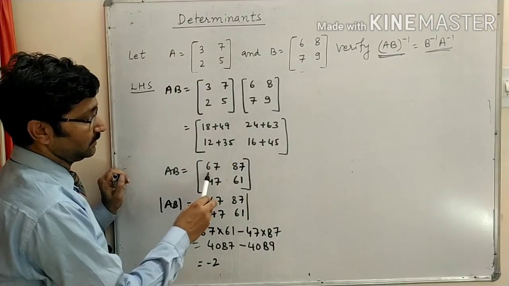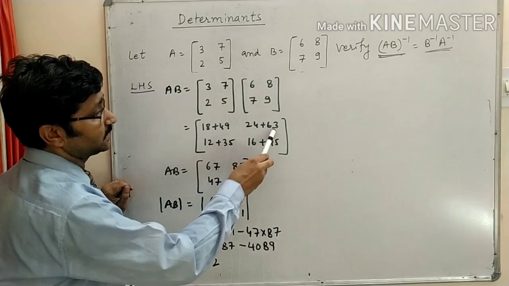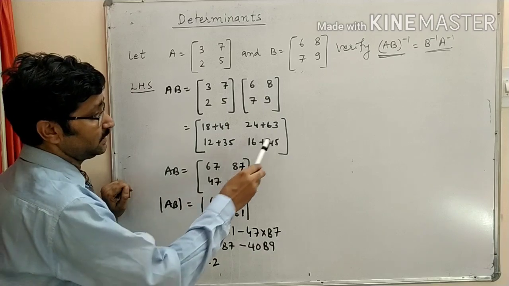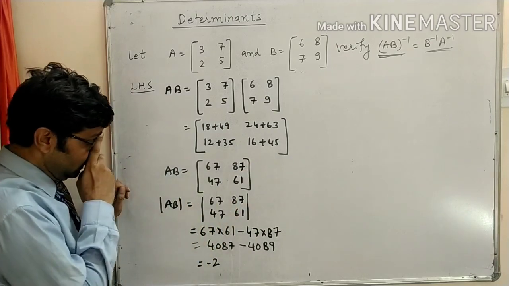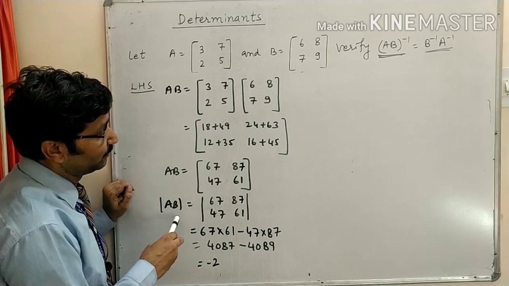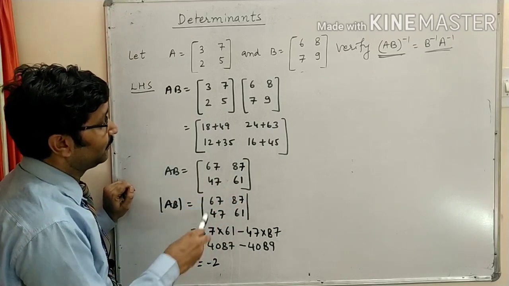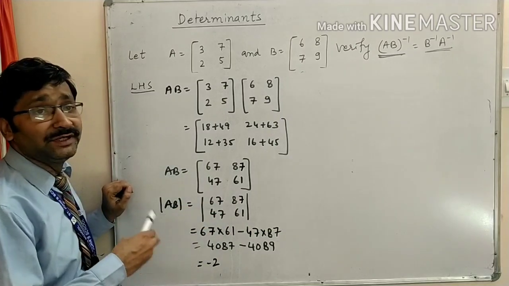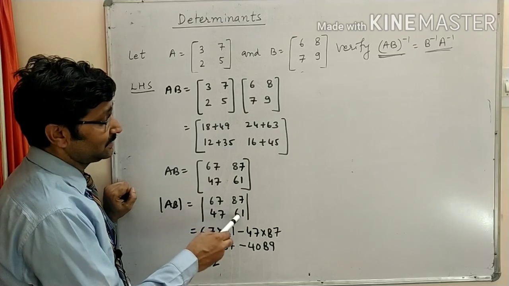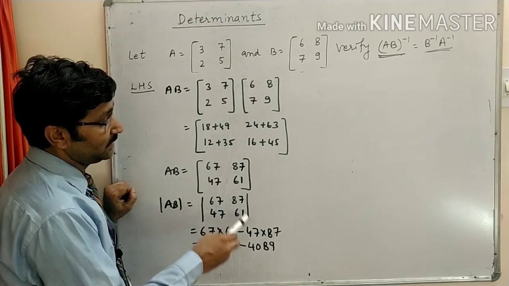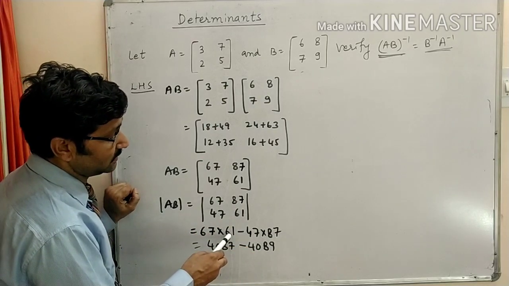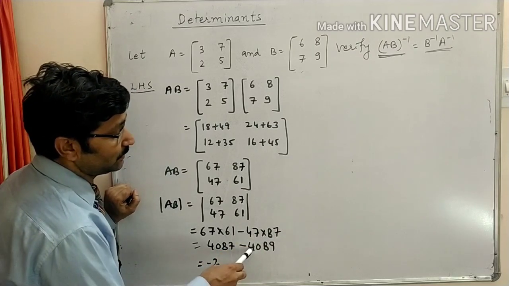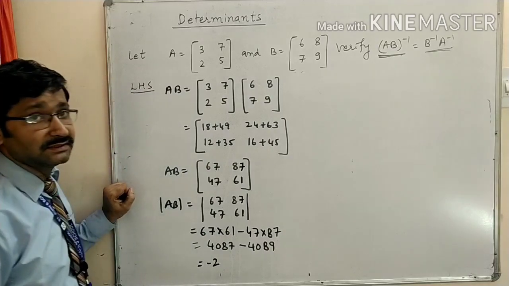18 and 49 you will get 67, and 24 and 63 you get 87. 12 and 35 you get 47. 16 and 45 you will add, you get 61. Now look here, you will change this bracket into determinant format. So this first row will be as it is, second row will be as it is. Now how do we find the value of the determinant? We do the cross product. So 67 and 61 you have to cross multiply, and 47 and 87 you will cross multiply. 67 into 61 will be 4087, and 47 into 87 will be 4089. Then you subtract, you will get minus 2.